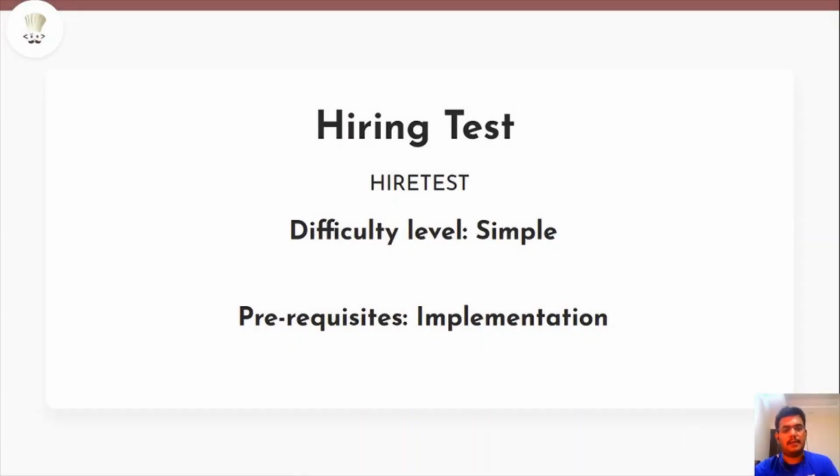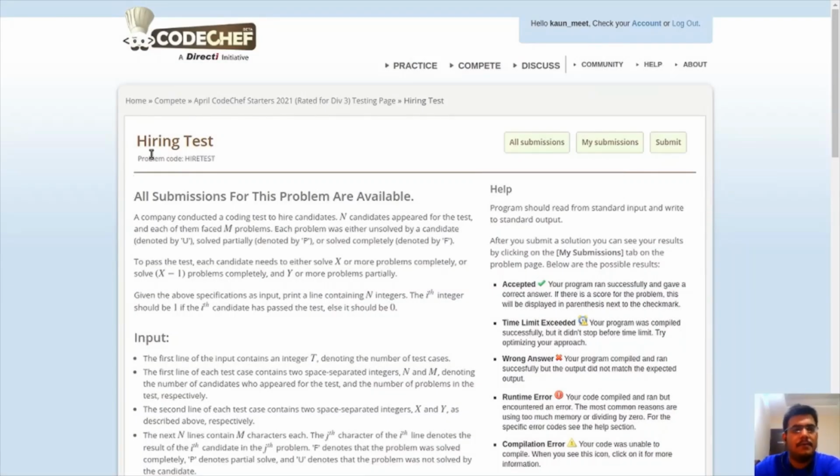Today, we have a problem named hiring test, which is a simple level problem based on implementation. So let us see the problem statement for the hiring test question. Now, a company conducted a coding test to hire candidates. N candidates appear for the test and each of them faced M problems.